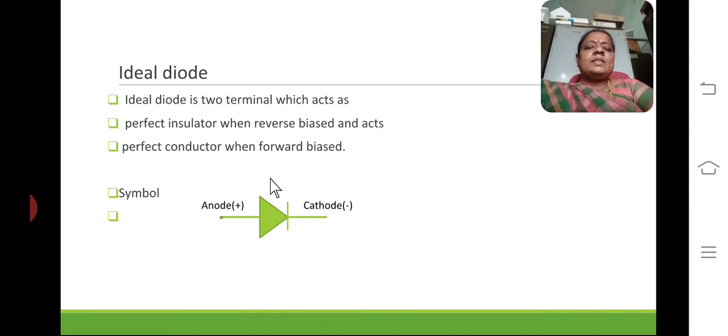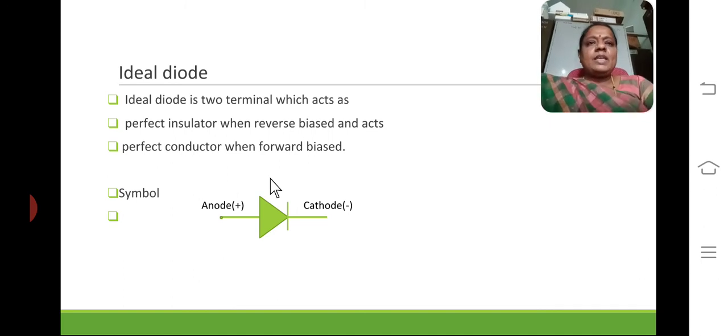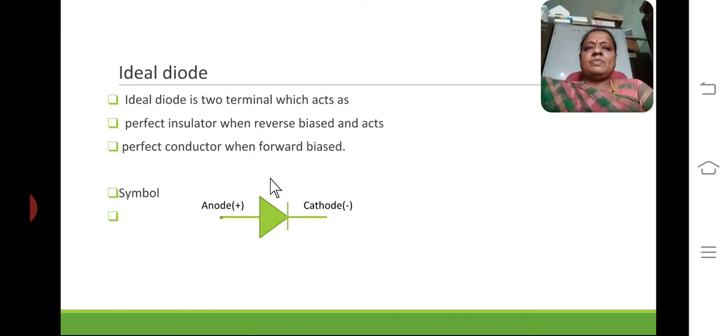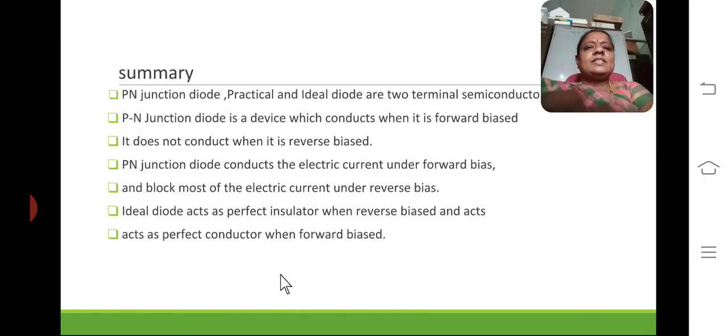Okay, the symbol is the same. An ideal diode is also a PN junction diode only, but practically it is impossible for a practical diode to act as an insulator when it is reverse biased and as a conductor when it is forward biased. That type of diode is called an ideal diode, and this is the symbol for the ideal diode. Next is the summary.